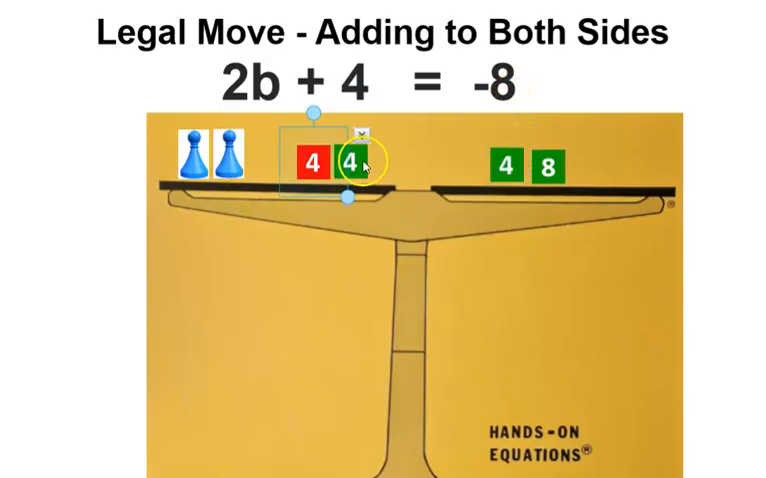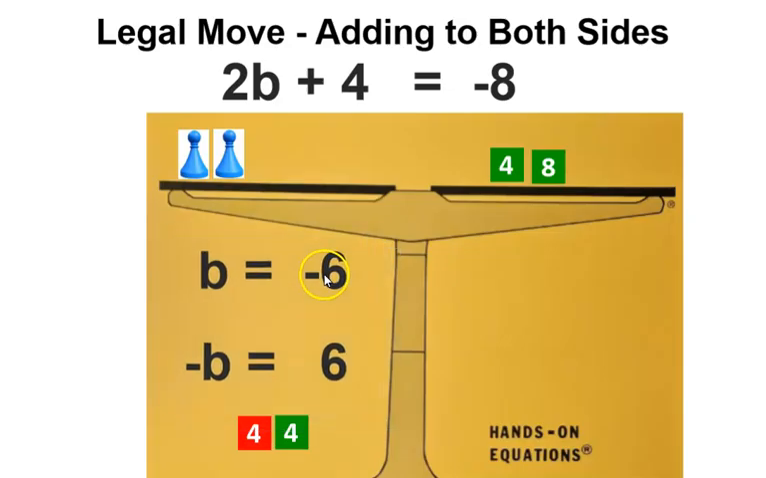And then we do our one-handed move where we remove our zero pair, and then we can see here that these two b's equal negative 12, not positive 12. And so we need to remember that we're going to be writing that b equals negative 6 because negative 6 and negative 6 makes negative 12. And that means that our negative b equals a positive 6.